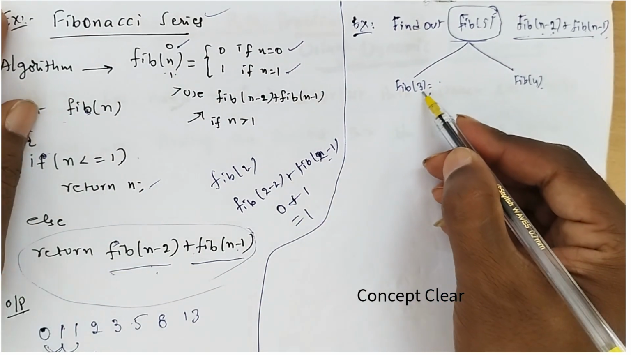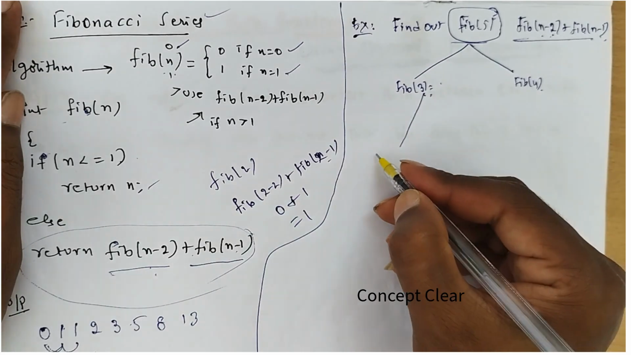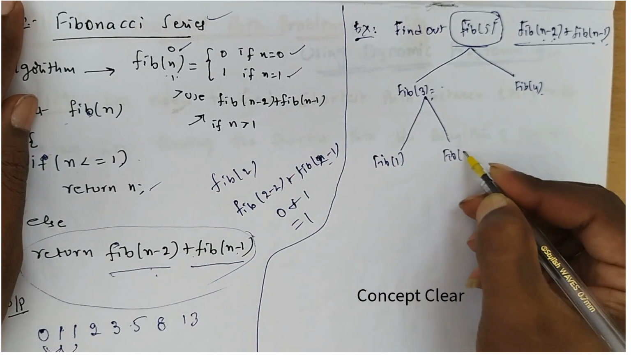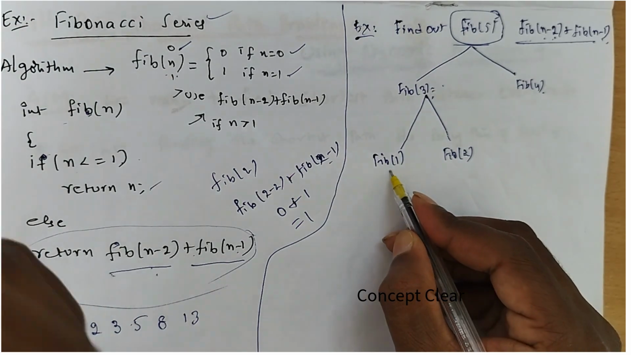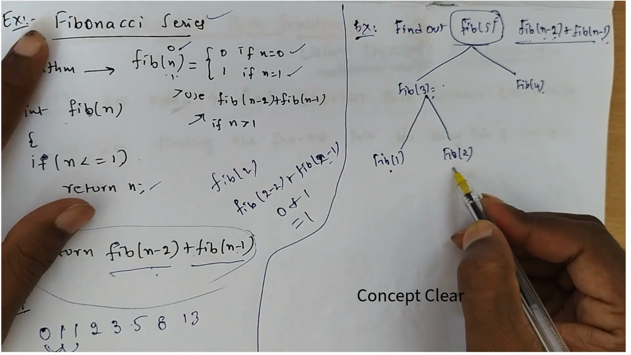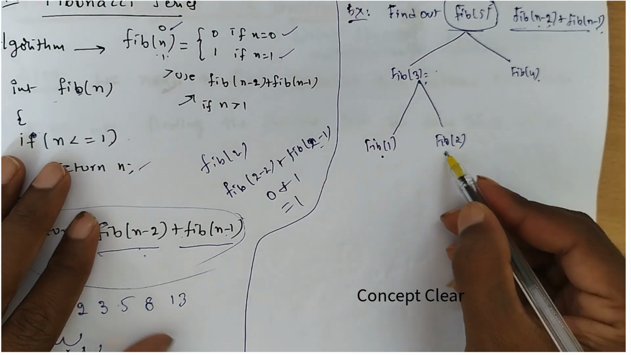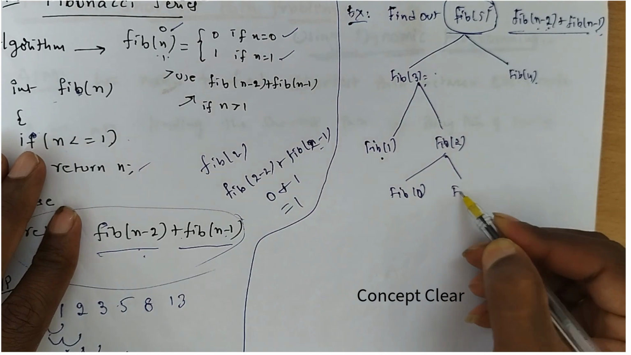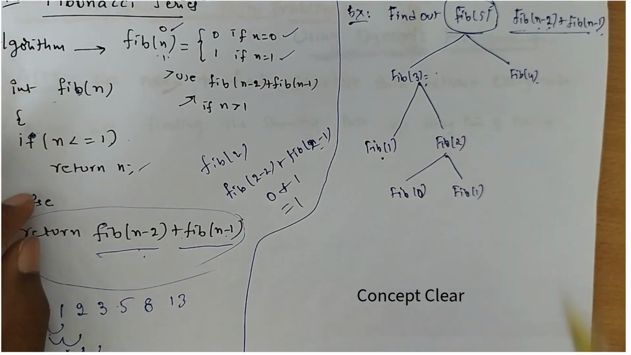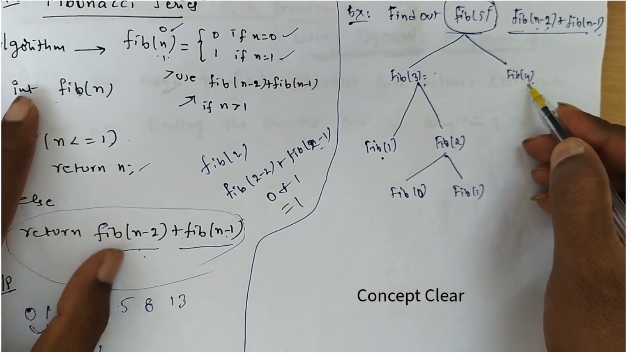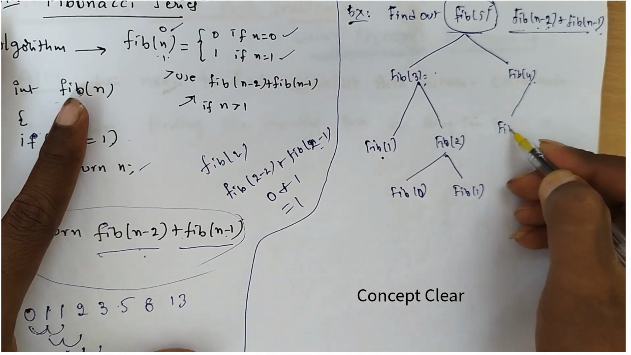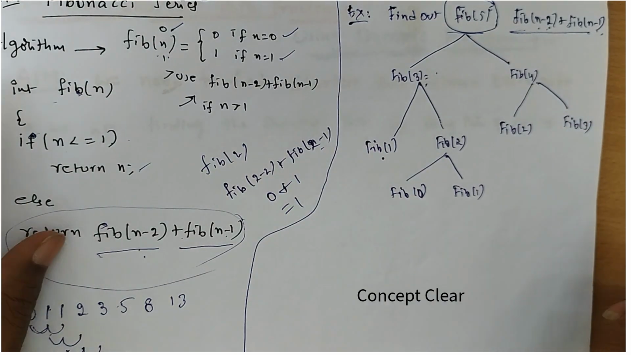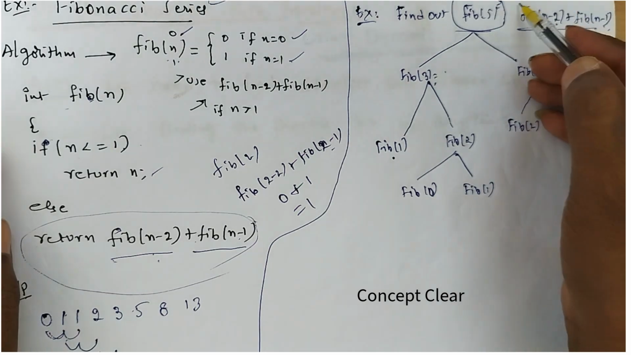Again we have to implement this. Fib of 3 gives fib of 1 and fib of 2. Is it possible to divide fib of 1? No, it is not possible. What about fib of 2? Fib of 2 is possible to divide, so if we divide it, we will get fib of 0 and fib of 1. And what about the right side? Here fib of 4, and if you divide it like this, we get fib of 2 and fib of 3. Listen, we are dividing this tree according to this formula.